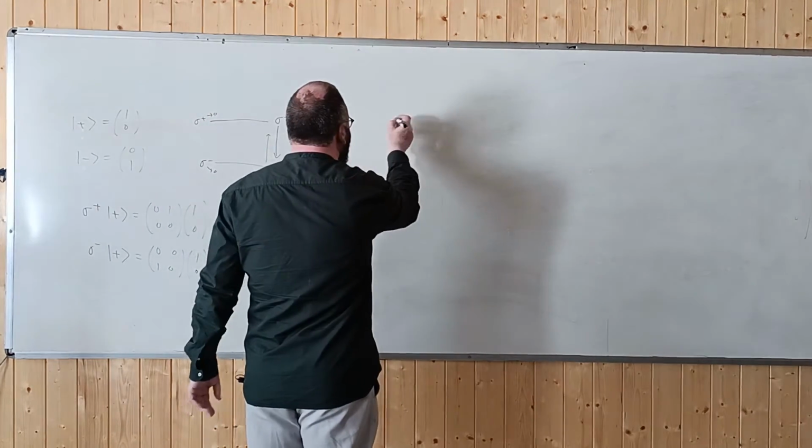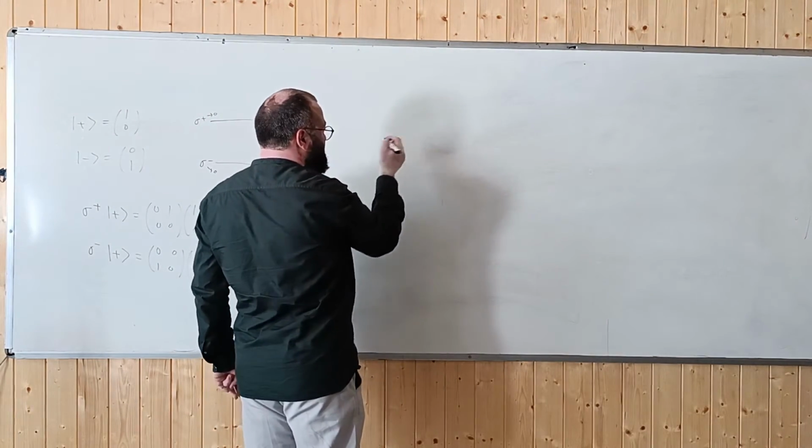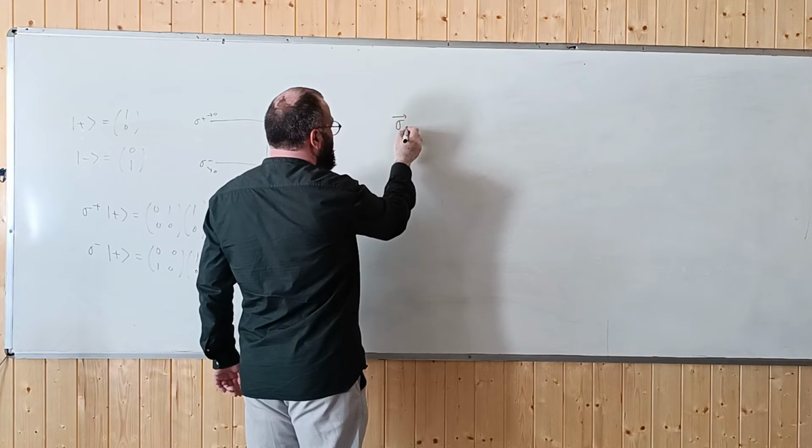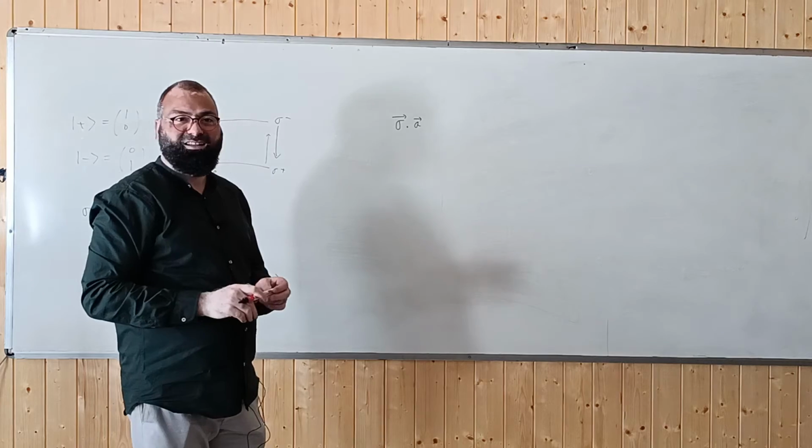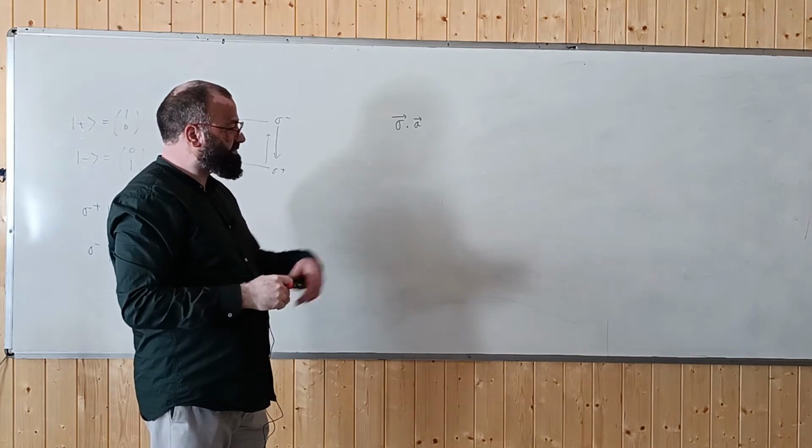Okay, so now let's take one more thing. Let's write this object, sigma dot A. So what does it mean? A is a vector.